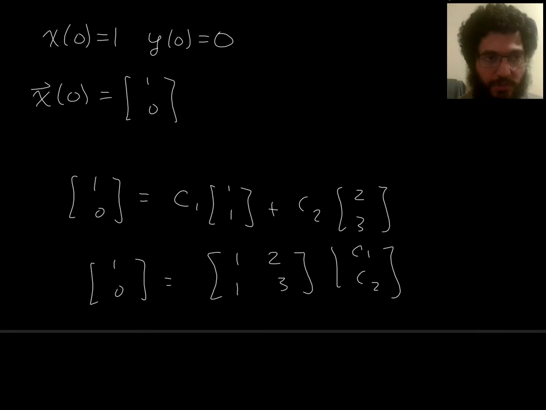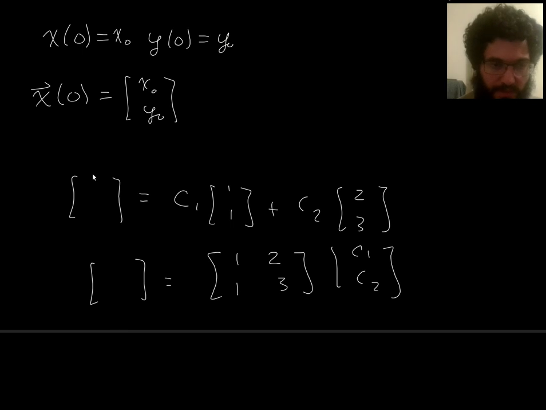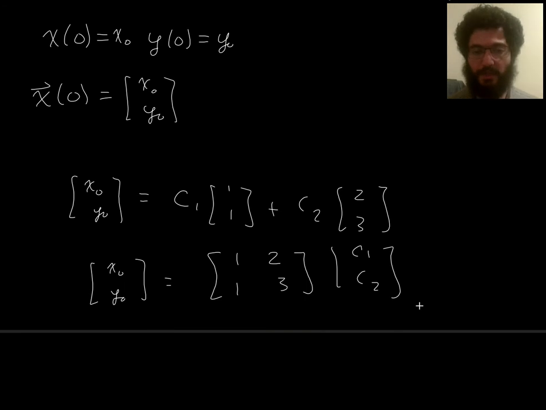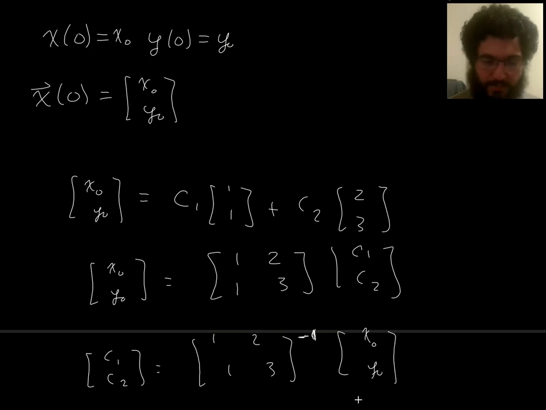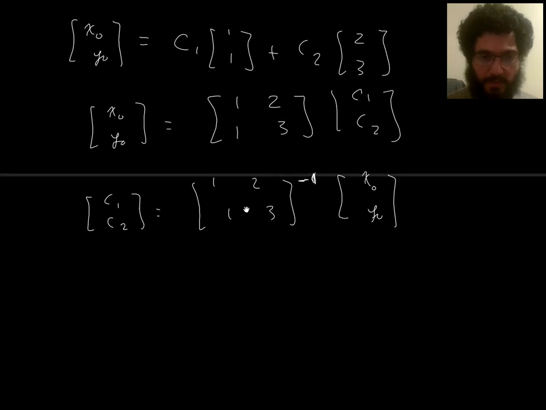If I want to just handle any pair of initial conditions, not just 1, 0, but let's say x naught, y naught. Could have been anything, x naught, y naught. Then this is the problem I'm interested in solving. What is the relationship between C1, C2, x naught, and y naught? So can I solve for C1 and C2? Yes. C1 and C2 are whatever is the inverse of that matrix, that matrix inverse applied to x naught, y naught. So then I have to go find the inverse.